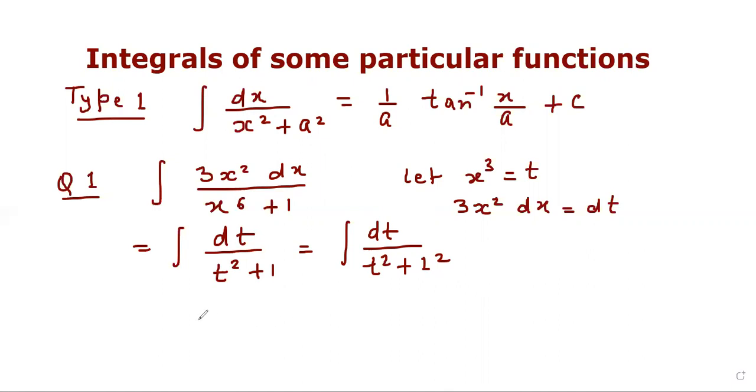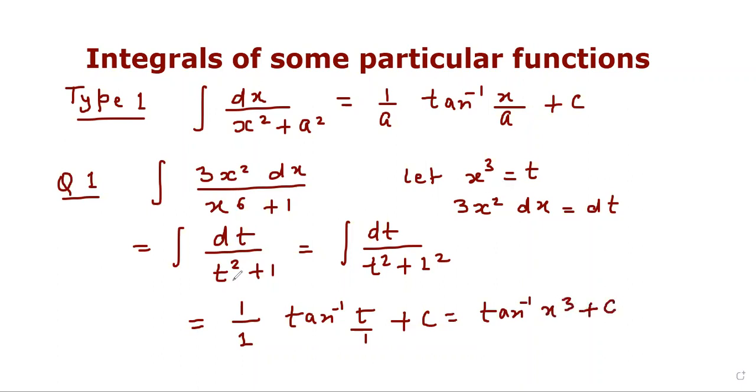So answer will be 1 upon 1. So we should not write it. For formality, I have written tan inverse x. Here in place of x there is t. So t upon 1 plus c. That is tan inverse t. T means x cube plus c. Let's see next question.